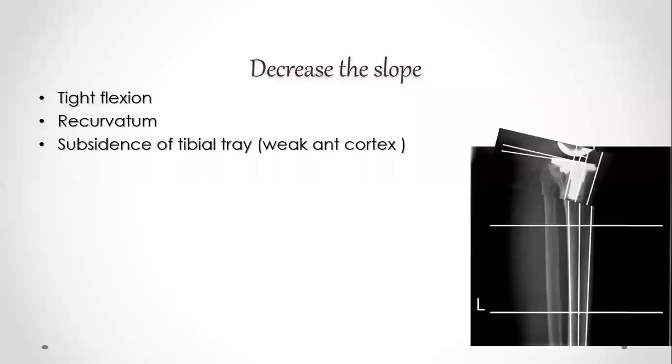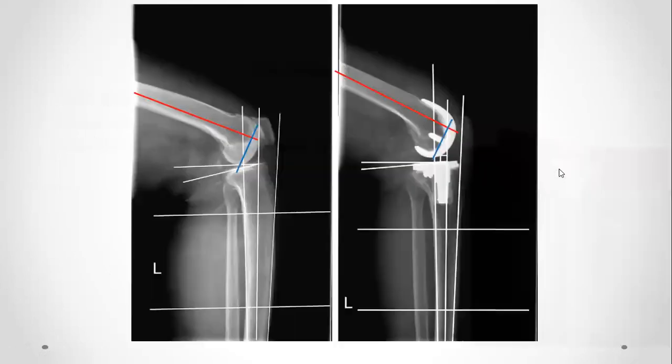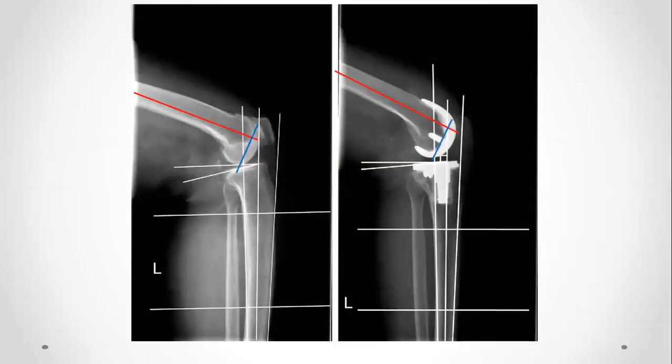What about reducing the slope? For example, if you don't make the slope or make it reverse, it is tight in flexion, because the slope is now posteriorly bulged with the posterior condyle of the femur, with recurvatum during standing. Be careful about the last, because the anterior tibial cortex is very weak. There may be subsidence of the tibial tray. So just simple things may, God forbid, lead us into problems.